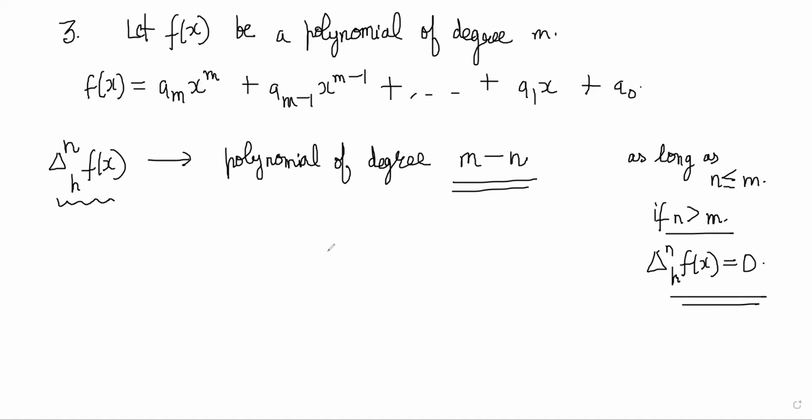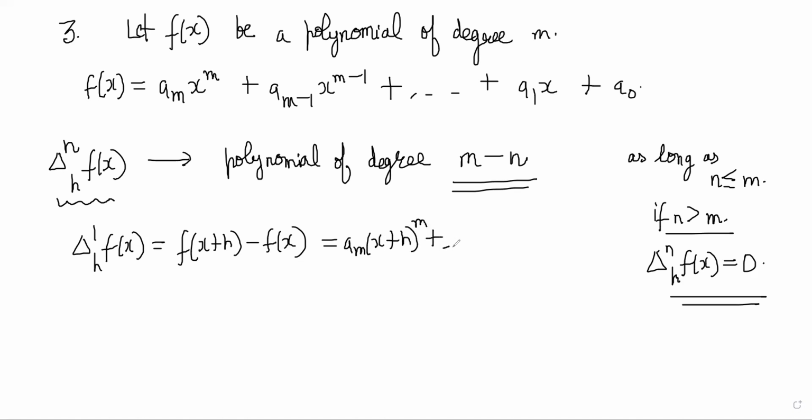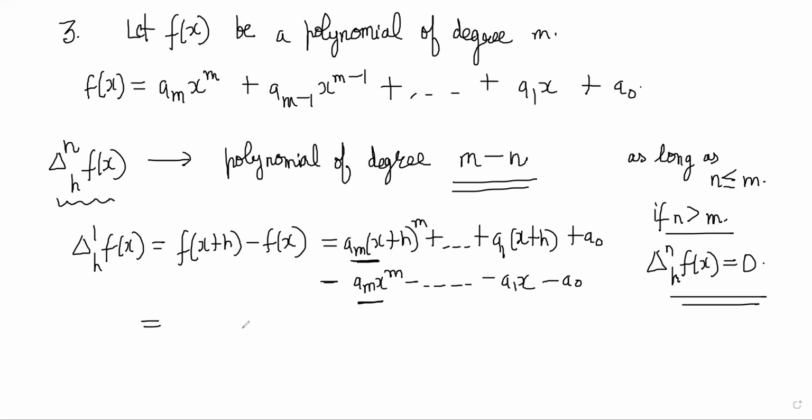Now, if you calculate it out, you can verify these claims. We can say delta 1 h for f of x will be simply f of x plus h minus f of x, which will be a_m (x plus h) power m plus so on till a_1 (x plus h) plus a_0, minus a_m x power m minus a_1 x minus a_0. And you can see here that the a_m x power m term will get cancelled and the expansion will have the second term onwards here. So that will be m times h a_m x power m minus 1 plus lower powers of x.